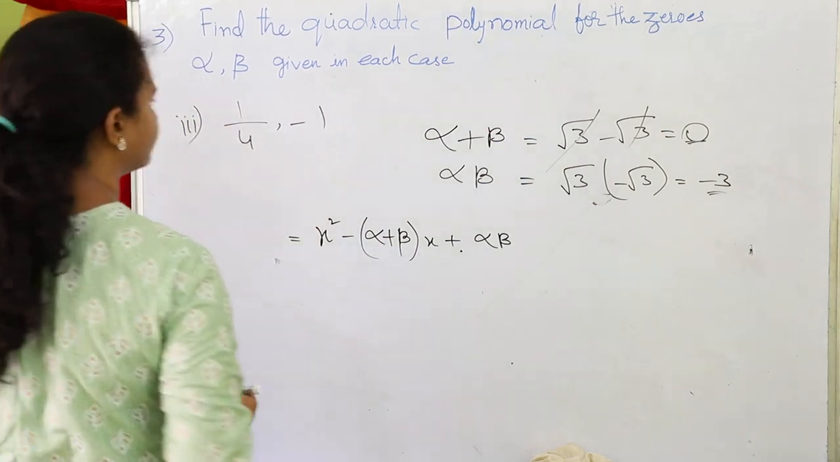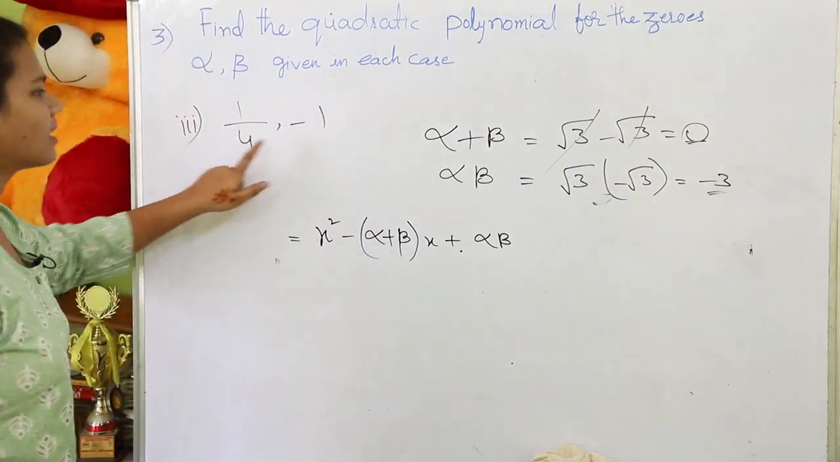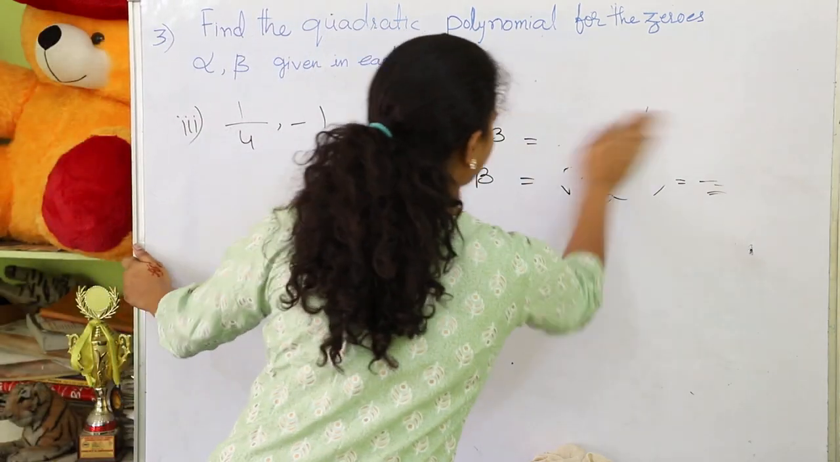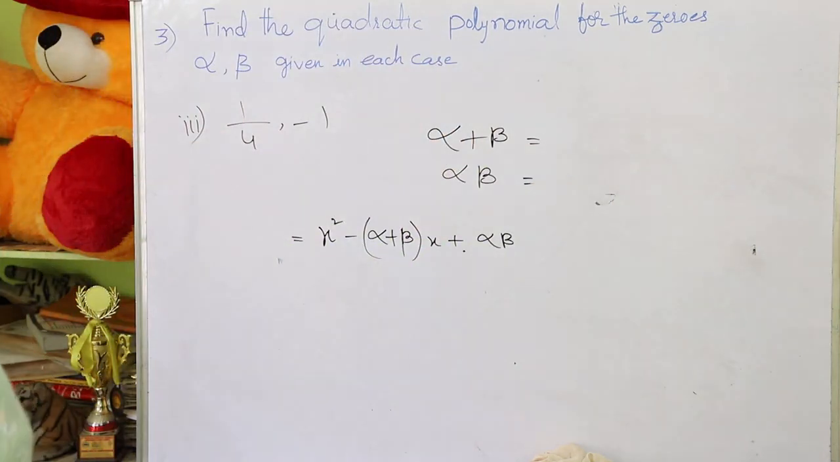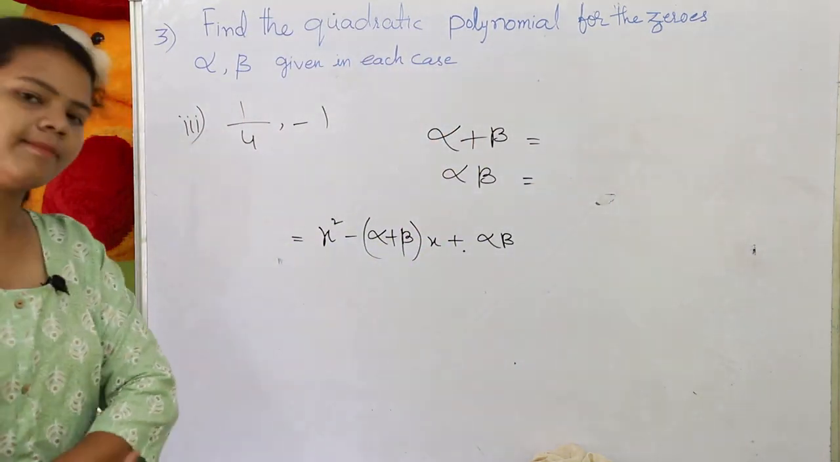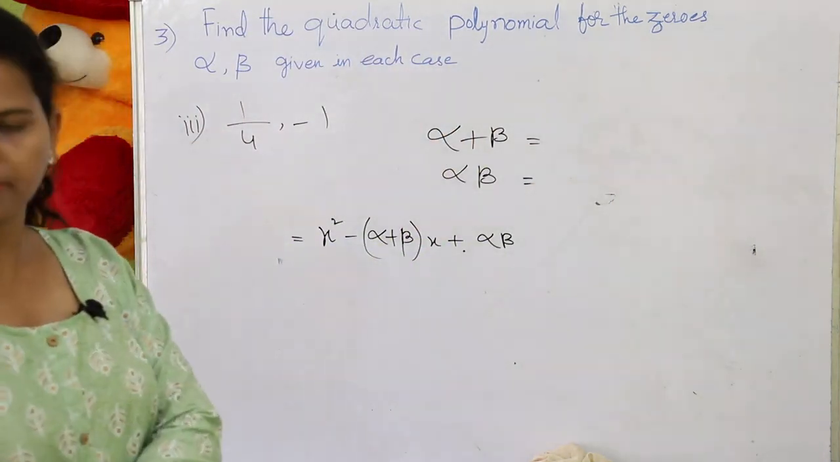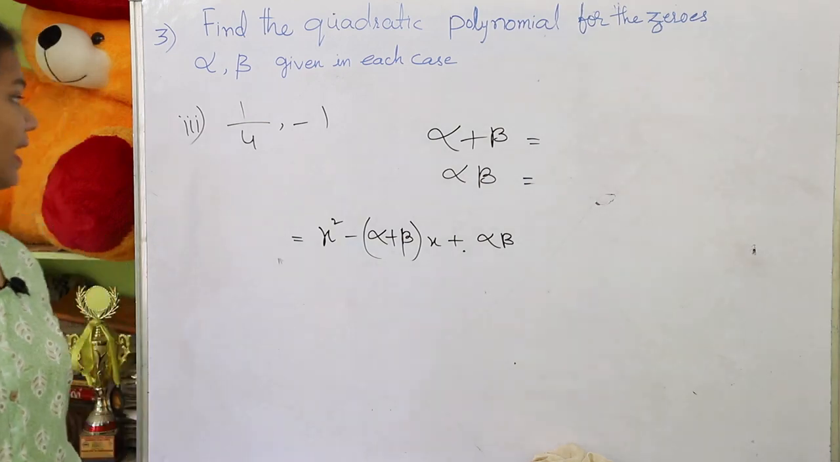Hope the voice is clear. Now here you have 1 by 4 comma minus 1. So let us again assume, 1 by 4 will become alpha or beta? Alpha. Consider 1 by 4 as alpha and minus 1 as beta.